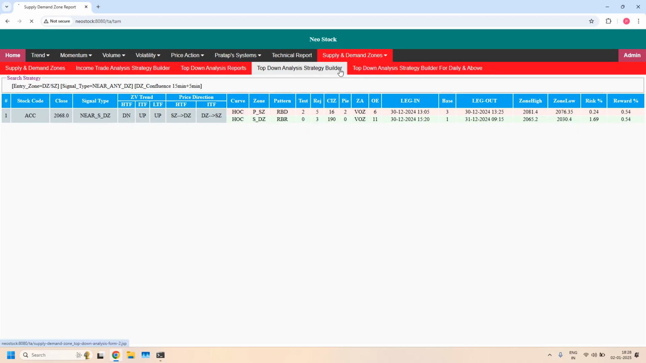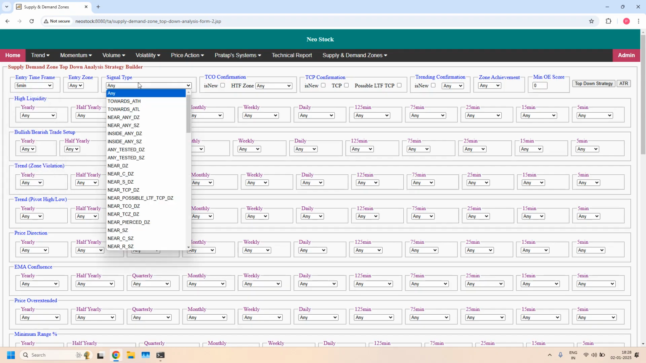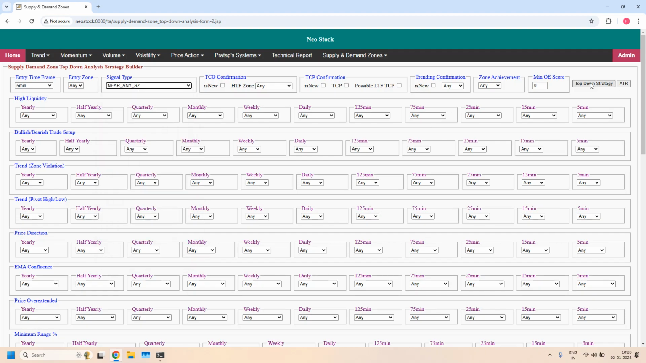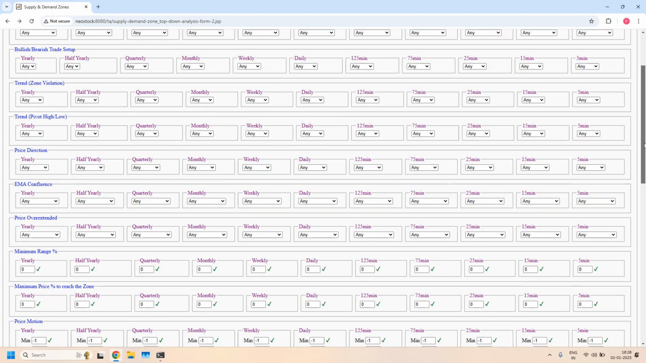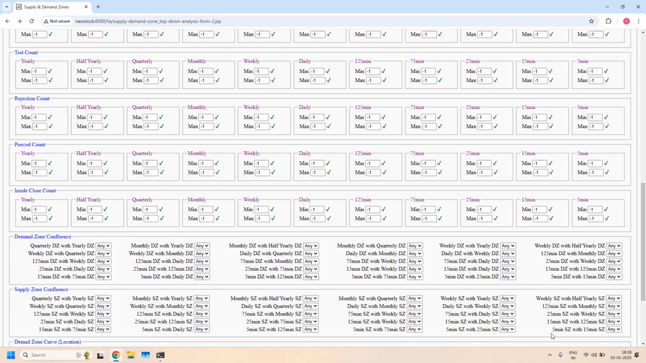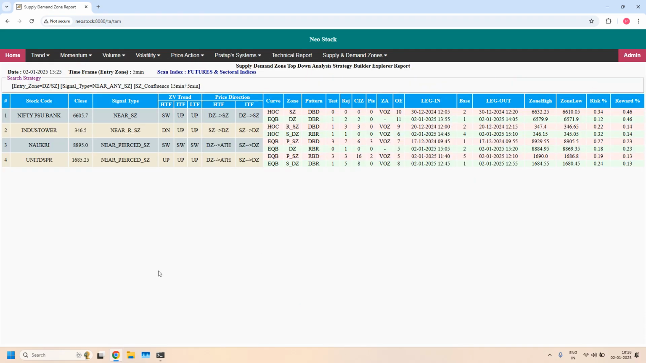Okay, next 5 minutes time frame. Stocks near 5 minutes supply zone. 8 stocks are filtered. Let's verify how many of these supply zones are having ITF confluence. That is 5 minute supply zone with 15 minute supply zone confluence. Enabling the filter. With this filter we got 4 stocks. Out of these 4, third one is invalid because it is a pierced zone. Even fourth one is also invalid. It is a pierced zone.